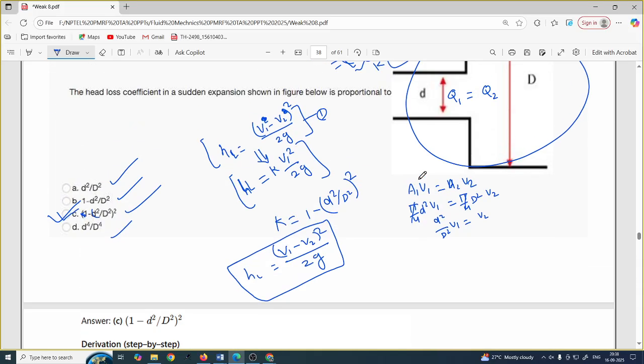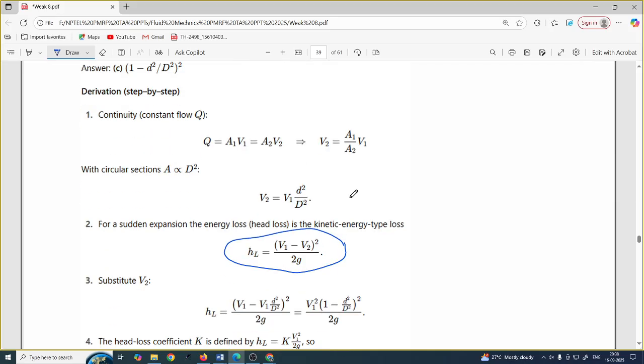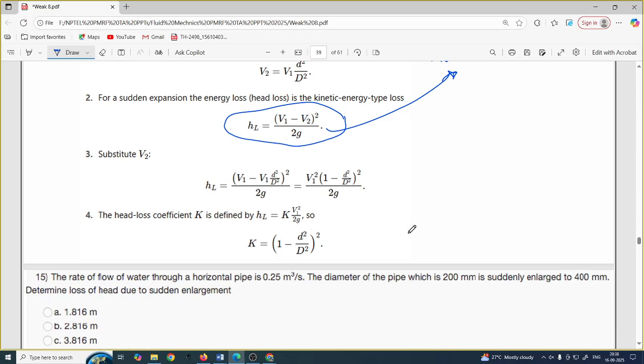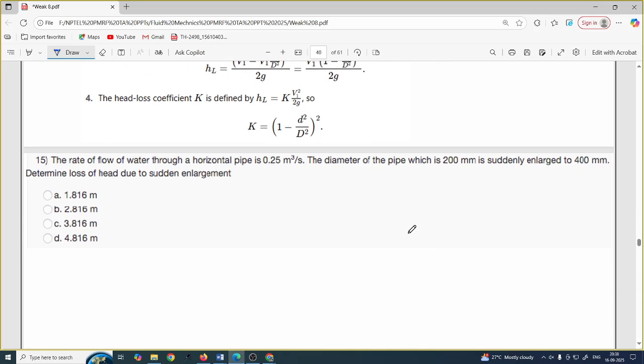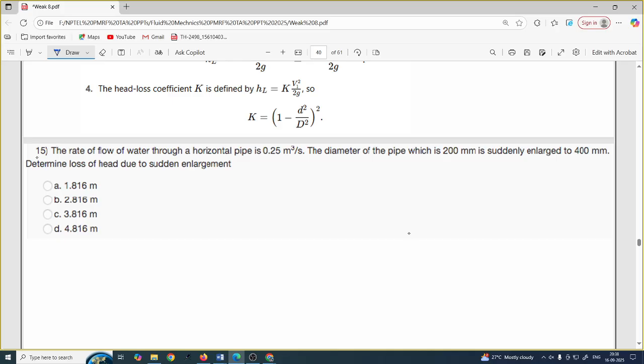I was telling HL is equal to V1 square minus V2 square by 2g. Once you do the dimensional analysis, you will get the same dimension with this. So I was thinking like that, but not. So remember please, this will be the formula. Okay, now let us move to the next question.